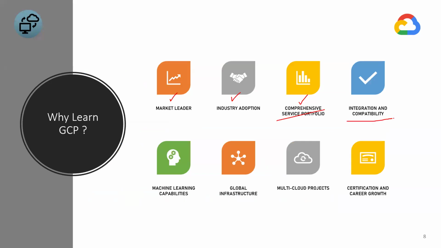and it can be easily integrated with all other systems as well as services in the cloud and outside the cloud also. Google Cloud Platform also provides you machine learning capabilities. And Google has its own infrastructure throughout the world, which means it provides you global infrastructure. Even in India, we have two data centers, in Mumbai as well as in Delhi, and it is very useful in multi-cloud projects.